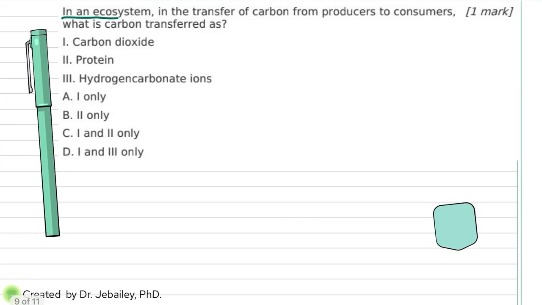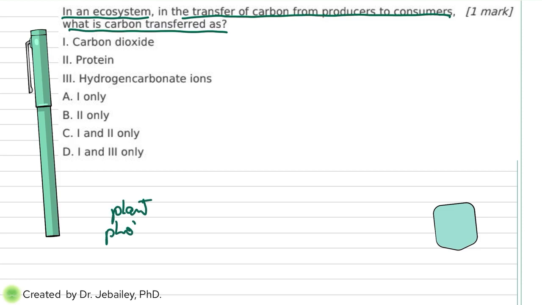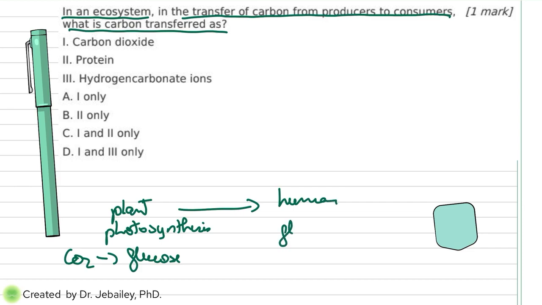In this ecosystem, in the transfer of carbon from producers to consumers, what is the carbon transferred as? That means we know that the producer, which is the plant, does photosynthesis, right? And since the plant is doing photosynthesis, it is producing glucose from CO2. And then it is eaten by, let's say, a human. So what is the human eating? It is eating the glucose. So in this case, we have to find something like glucose.